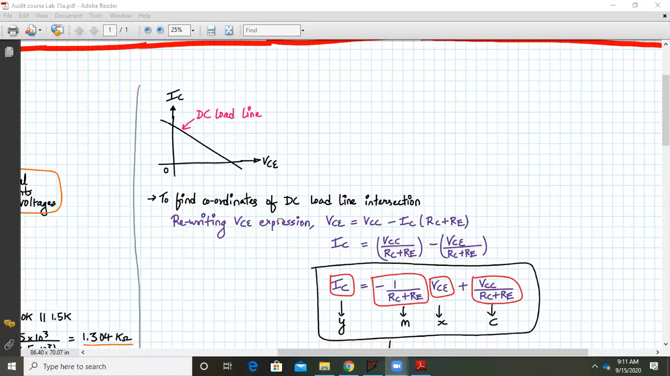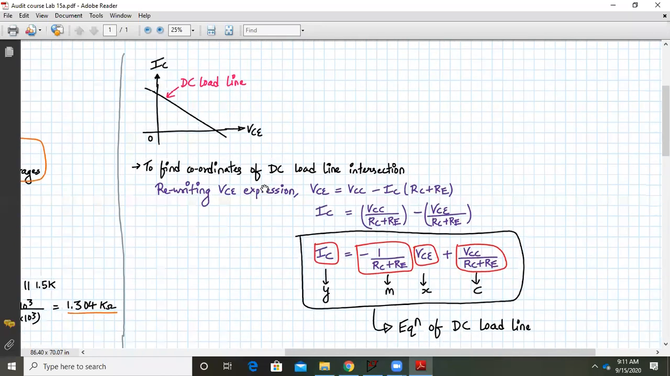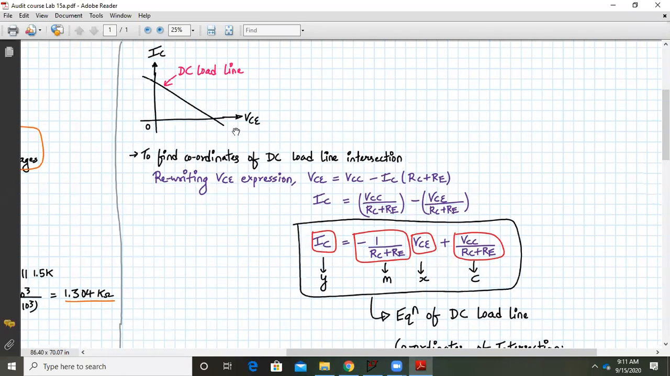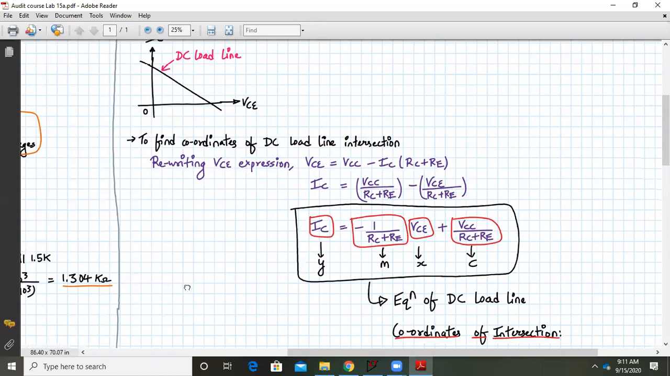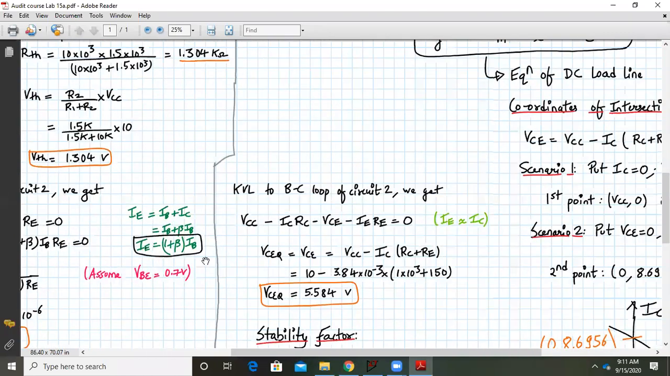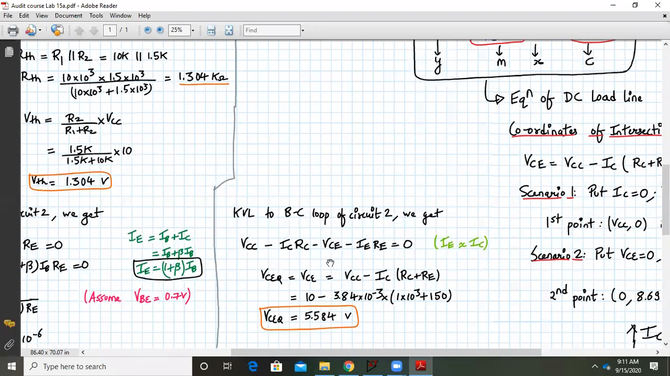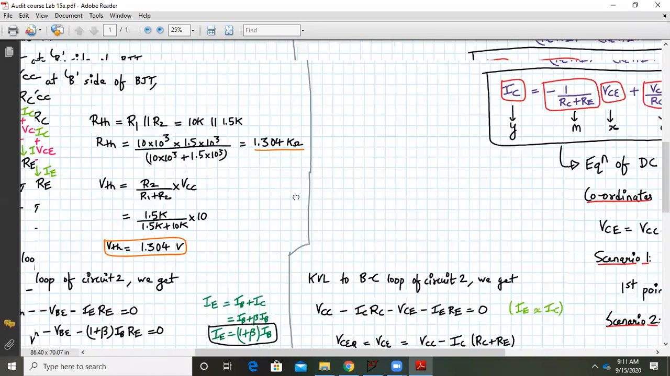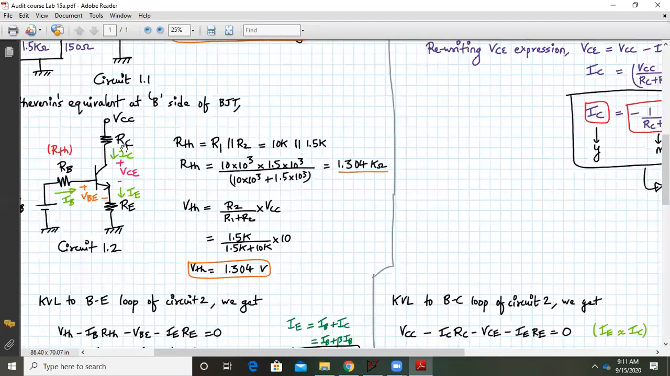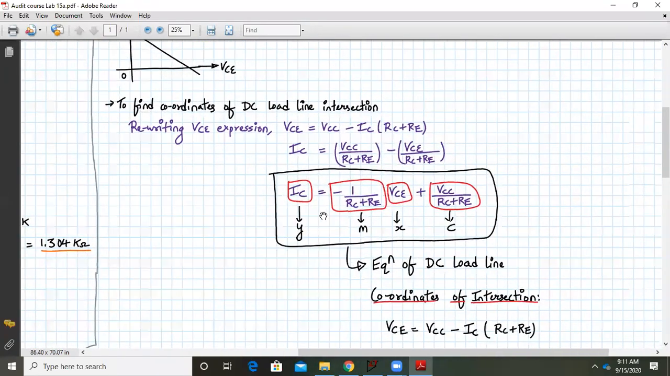Okay, good. So we are back to the PDF. We need to find the coordinates of this DC load line intersection. We need to find this coordinate and this coordinate over here. So let us first find the equation for this DC load line. We need to rewrite the expression of VC. Remember, we have written the expression of the output, we have applied the output KVL, and we got VCC minus ICRC minus VCE minus IERE equal to 0. So that's what we write over here.